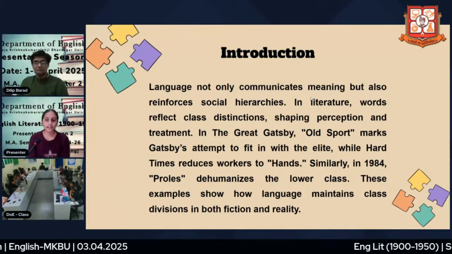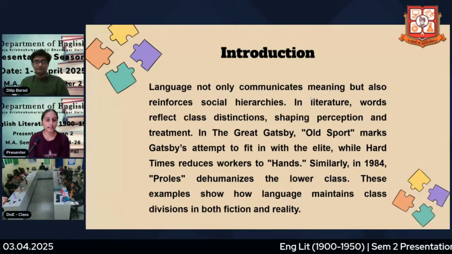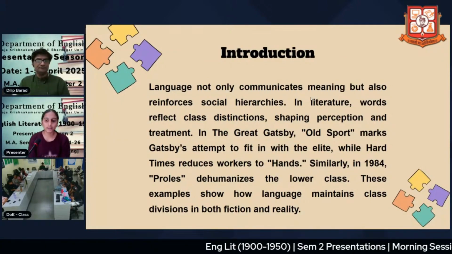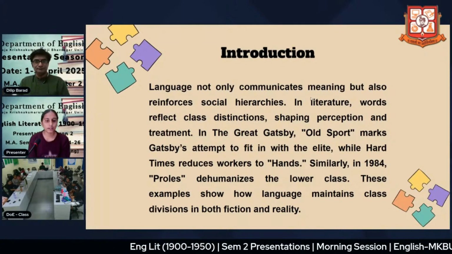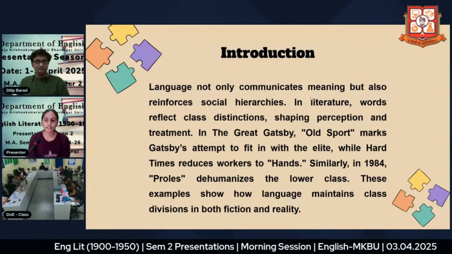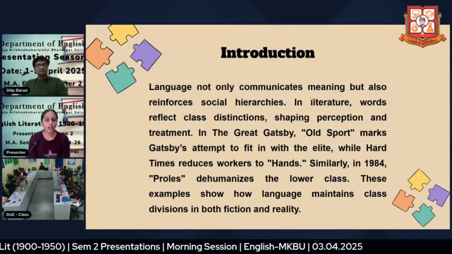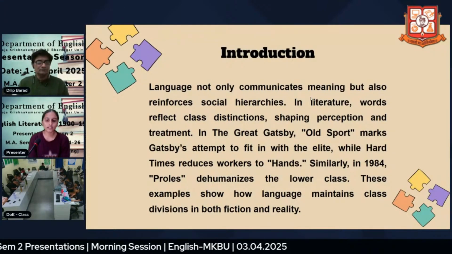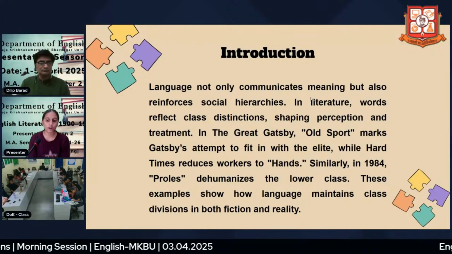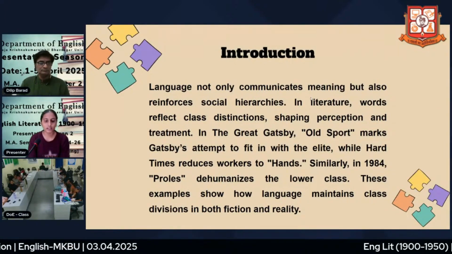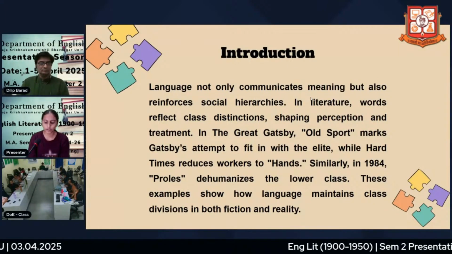In The Great Gatsby, "old sport" marks Gatsby's attempt to fit in with the elite, while Hard Times reduces workers to "hands." Similarly, in 1984, "proles" dehumanizes the lower class. These examples show how language maintains class division in both fiction and reality.